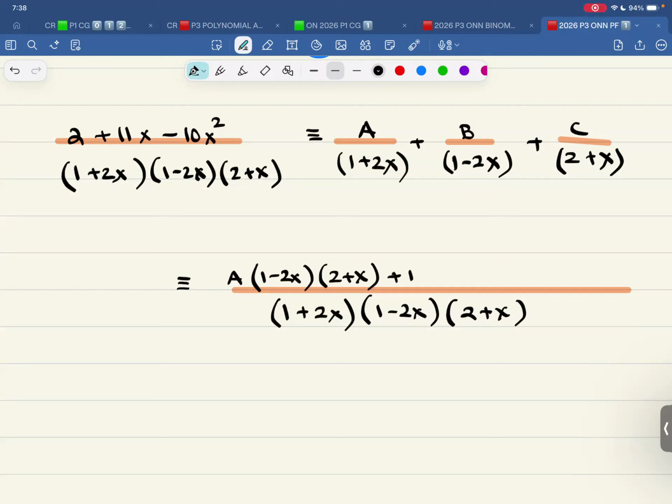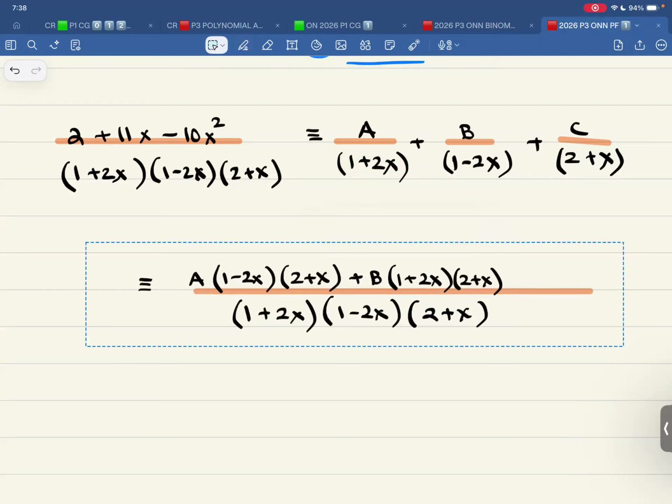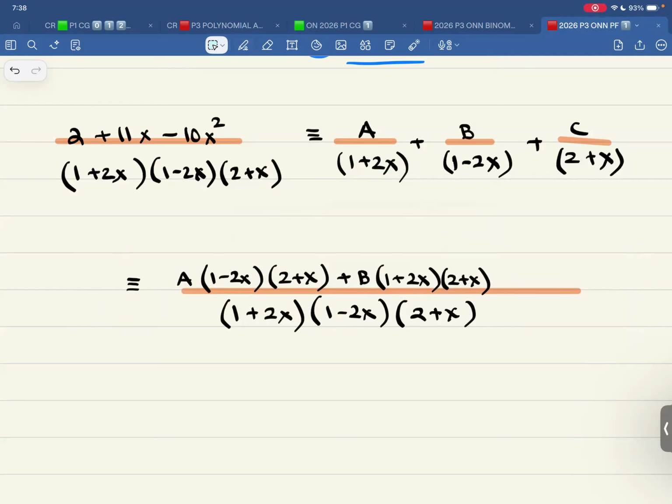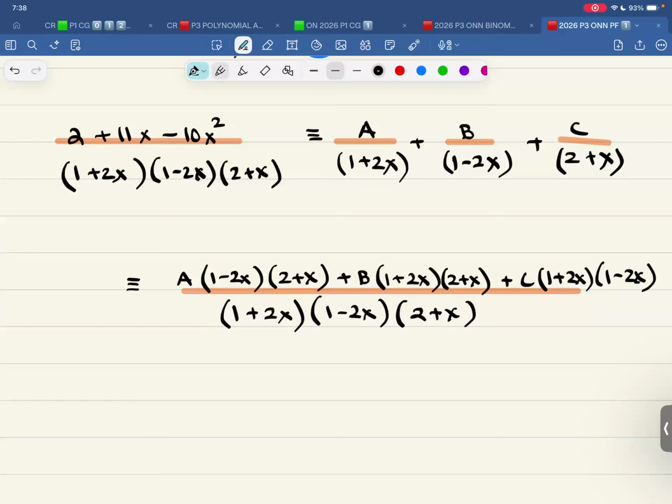Similarly, this B gets multiplied with 1 plus 2x and 2 plus x. And last but not the least, let me just push it a little bit over here. That is over here, which is C. That is being multiplied with 1 plus 2x, 1 minus 2x. And let me just remove this thing and draw it a bit longer. So all the way like this.